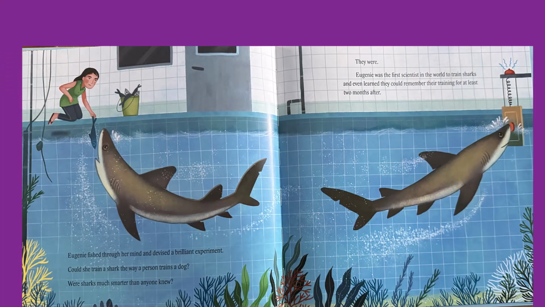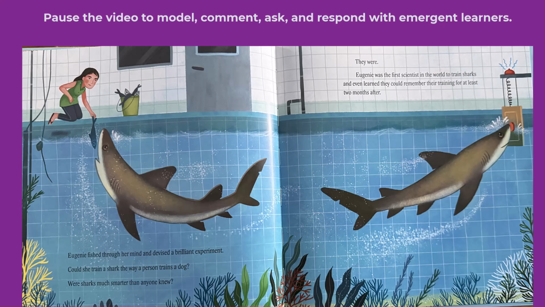Eugenie fished through her mind and devised a brilliant experiment. Could she train a shark the way a person trains a dog? Were sharks much smarter than anyone knew? They were. Eugenie was the first scientist in the world to train sharks, and even learned they could remember their training for at least 2 months after.